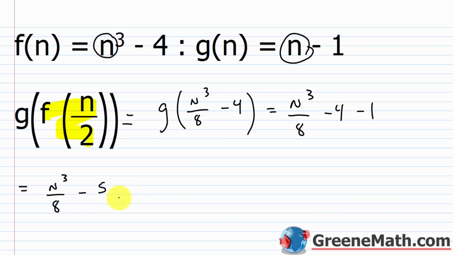If I wanted to get a common denominator going, I could say this is n cubed minus, I'd multiply the 5 by 8 over 8. 5 times 8 is 40, so this would be n cubed minus 40 over the common denominator of 8. So either n cubed over 8 minus 5 or n cubed minus 40 over 8.